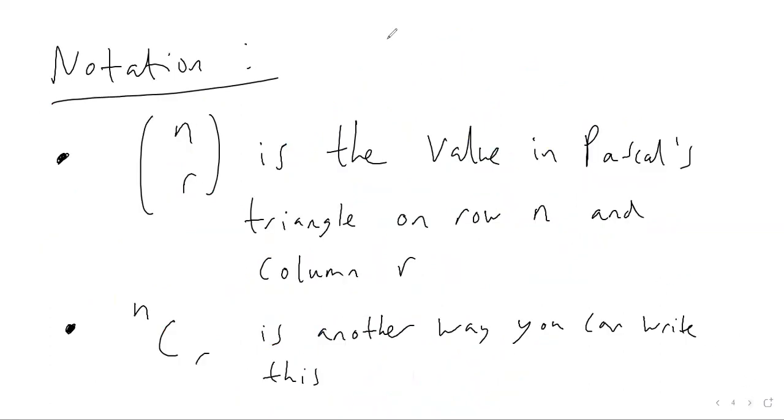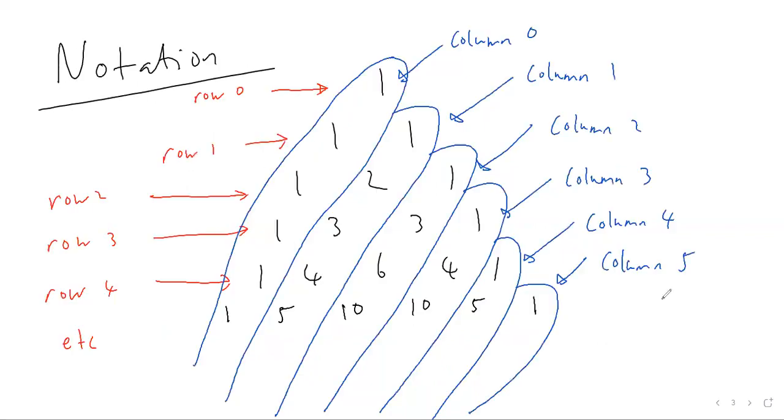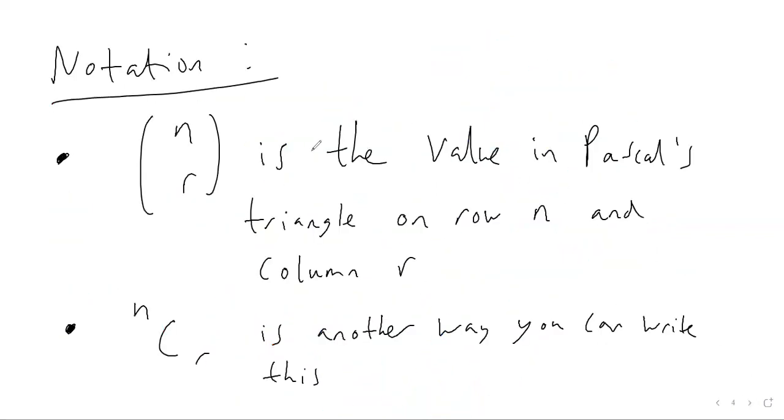Now, going on to some further notation. How do we actually write notation for the numbers in Pascal's triangle? There are two ways that you'll see this done, and different people use different ones. They both mean exactly the same thing. You may see this kind of vector notation, n over r. If you ever see this, then this is the number in Pascal's triangle on the nth row and the rth column. So row n and column r.